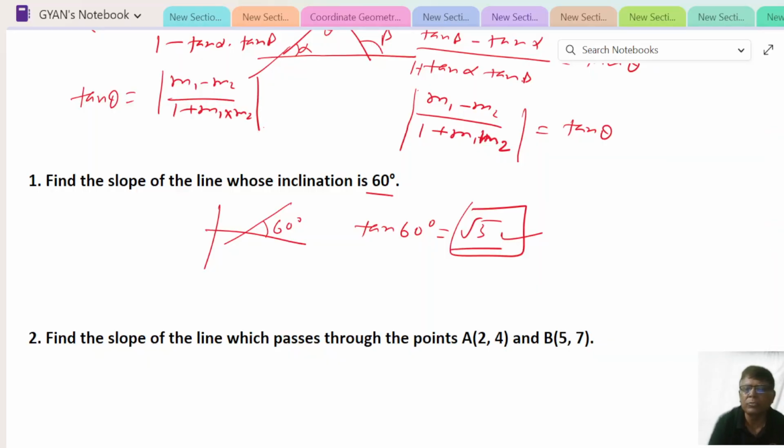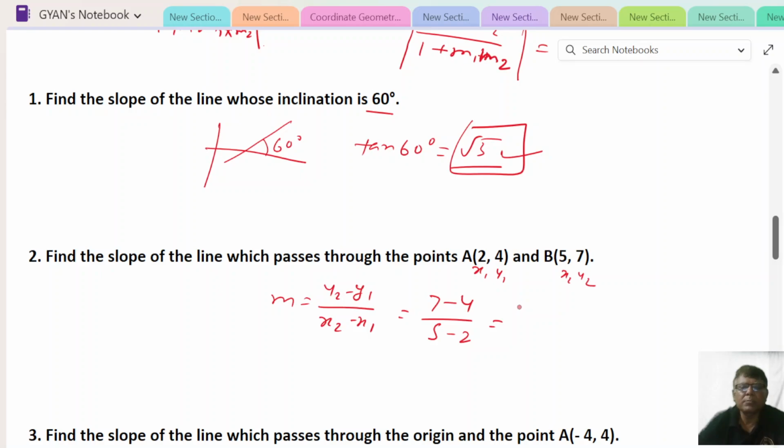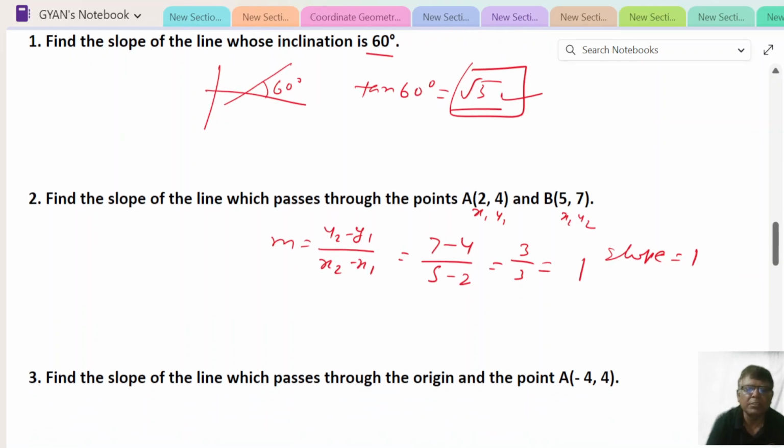Find the slope of the line which passes through two points. So this is x1, this is y1, this is x2, this is y2. So slope will be (y2 minus y1) divided by (x2 minus x1), is equal to (7 minus 4) divided by (5 minus 2). So that is 3 by 3, is equal to 1. Then the slope is 1. And the inclination is definitely 45 degree, but it is not asking for the inclination.